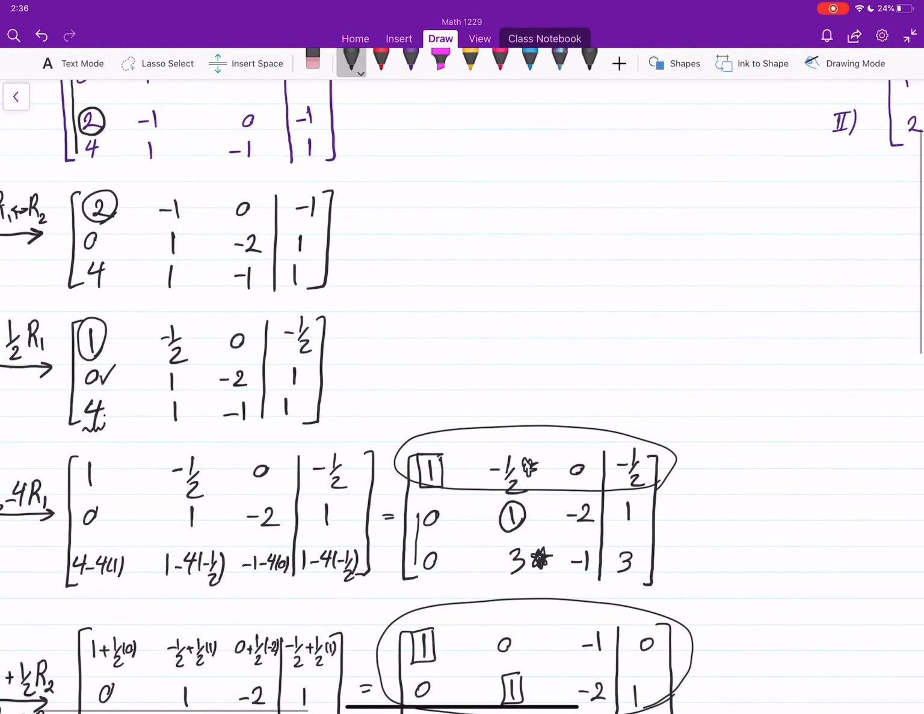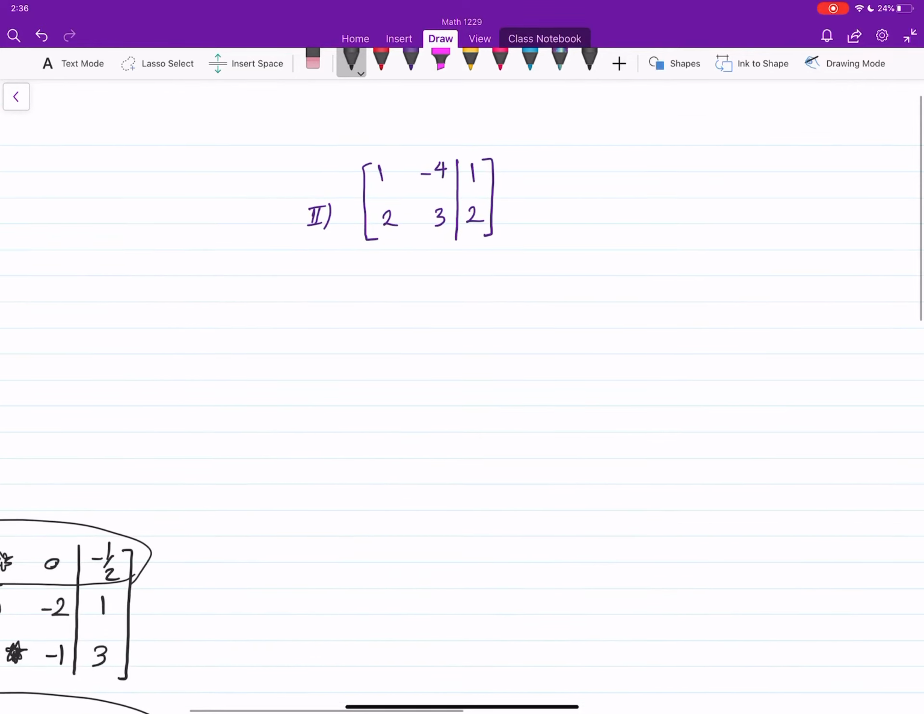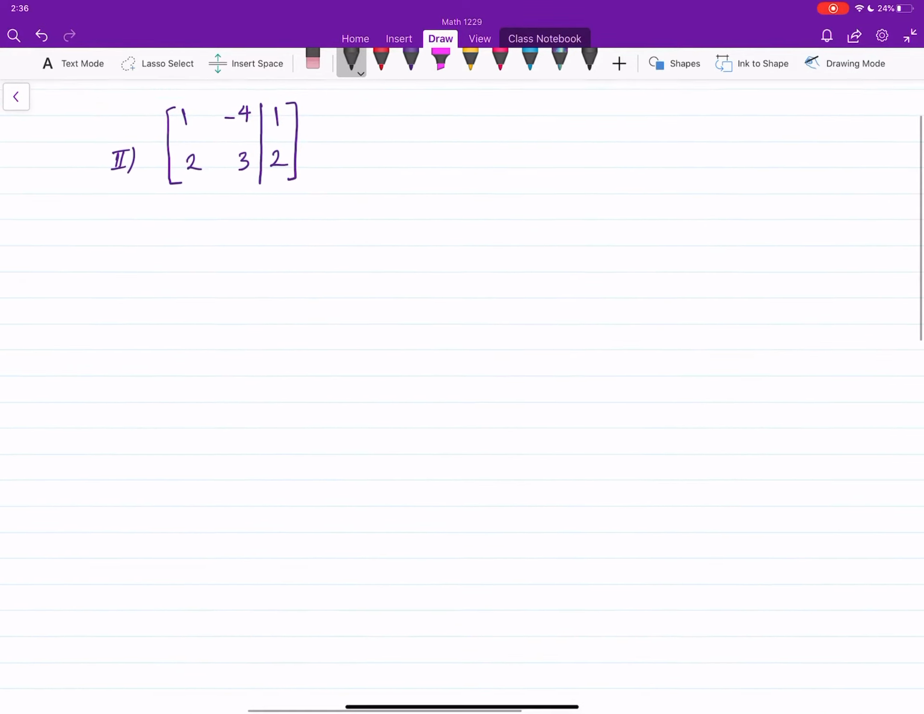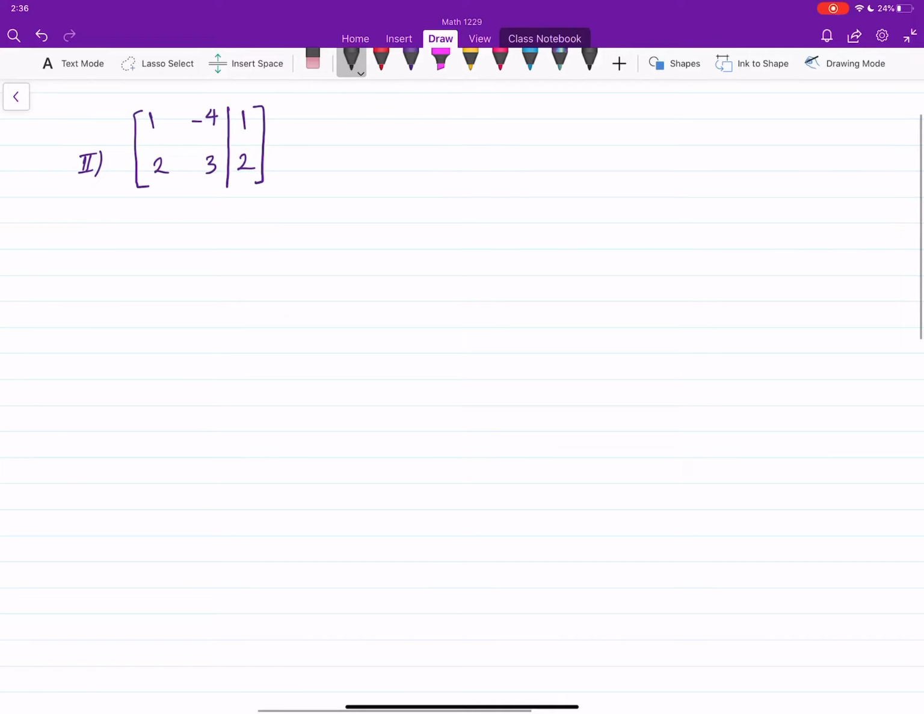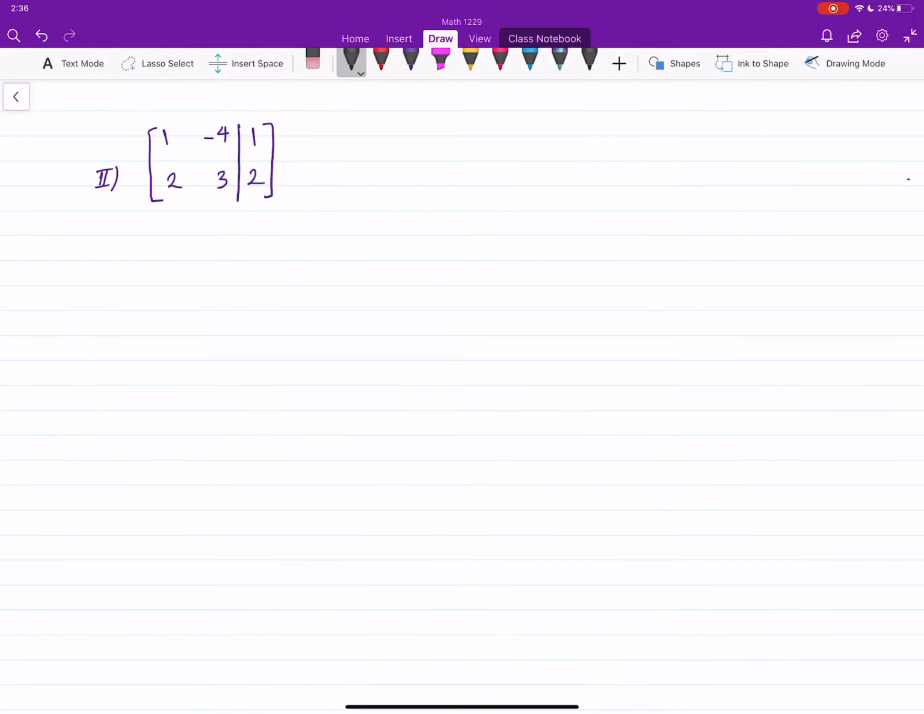Okay, let's do one more example. This is nice. 2 by 2. Choose it, move it, turn it to 1. Choose it. I don't need to move it. I don't need to turn it to 1. Reduce the column using the 1.